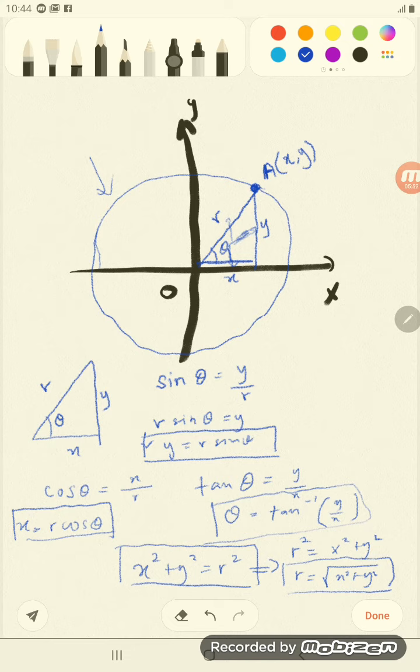So this is our first video, just the basic definition. We just derived a few formulas, which we call the relation of polar and Cartesian coordinates. So we can get into another video for more examples of it.